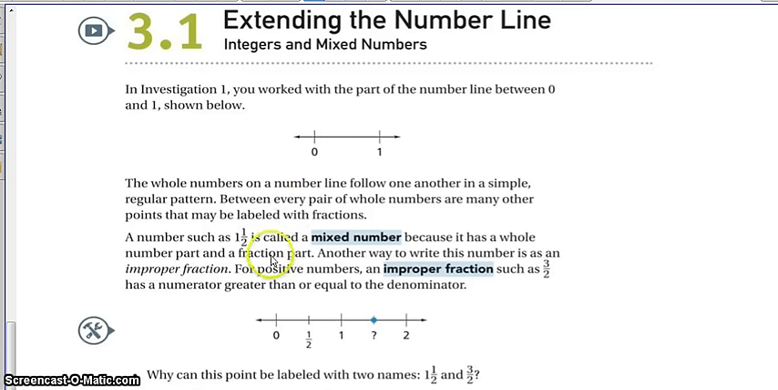A number such as 1 1/2 is called a mixed number because it is a whole number and then a fraction part. Another way to write this is as an improper fraction. For positive numbers, an improper fraction, such as 3/2, has a numerator greater than or equal to the denominator.